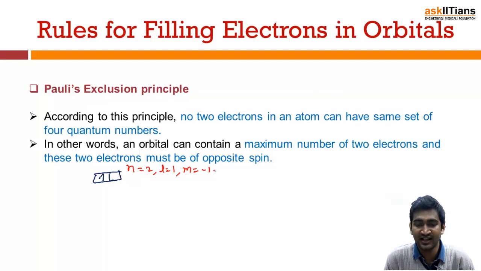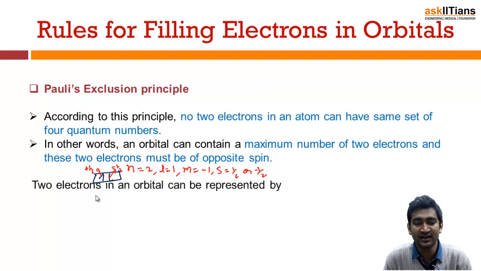Even the s value will be either plus half or minus half, right? For this it is plus half, for this it is minus half, so they are a different set. That's what I want to tell you, that no two electrons in an atom can have the same set of quantum numbers.